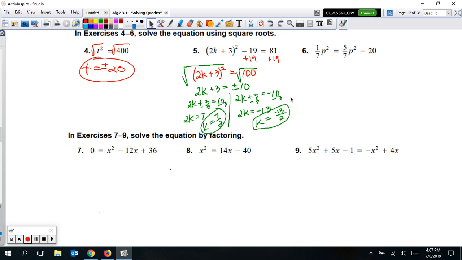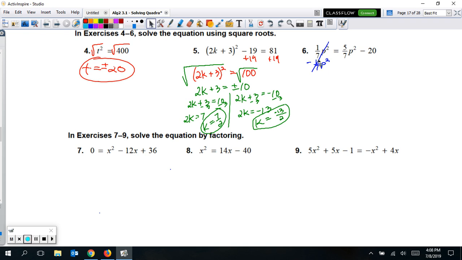All right, coming to number 6, we see some fractions in here. Now, you could get rid of the fractions by multiplying by 7, but I'm not going to do that. I'm going to work with the fractions this time. But if you wanted to, you could multiply by 7 and get rid of all the fractions. What we need to do, since we just have p squareds only, we want to get those like terms together. So I'm going to first subtract this one here. Since it's smaller, I'm going to subtract it over here so that way my p squared term stays positive.